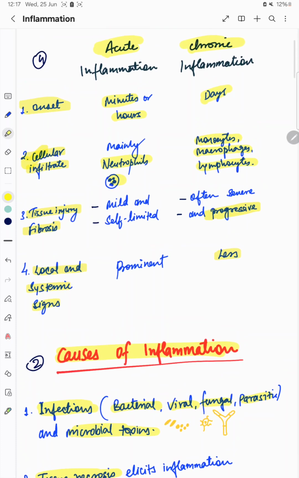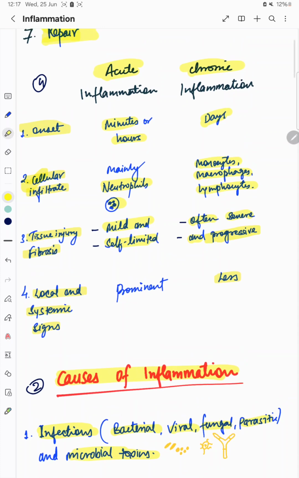Tissue fibrosis. In acute inflammation, usually mild and self-limiting tissue injury or fibrosis is there, but in chronic inflammation there is often severe and progressive tissue injury and fibrosis. Local and systemic signs: usually local and systemic signs like swelling, fever, pain are more prominent in acute inflammation and less commonly seen in chronic inflammation.